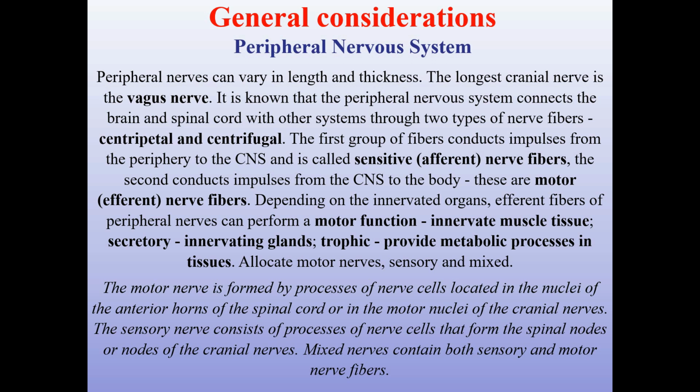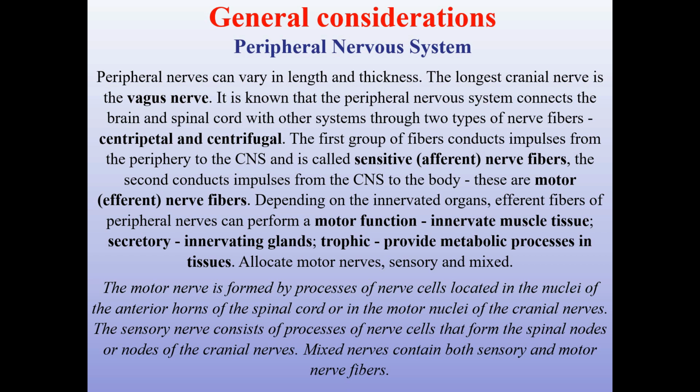It is known that the peripheral nervous system connects the brain and spinal cord with other systems through two types of nerve fibers, centripetal and centrifugal. The first group of fibers conducts impulses from the periphery to the CNS and is called sensitive or afferent nerve fibers. The second conducts impulses from the CNS to the body. These are motor efferent nerve fibers.